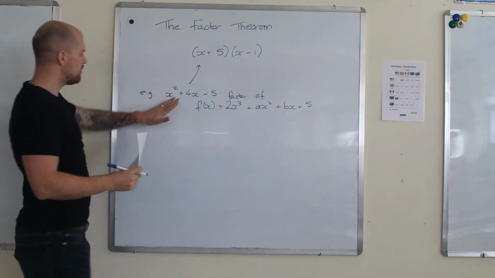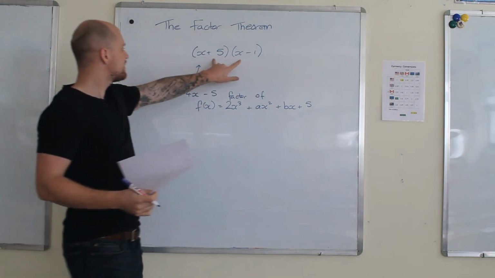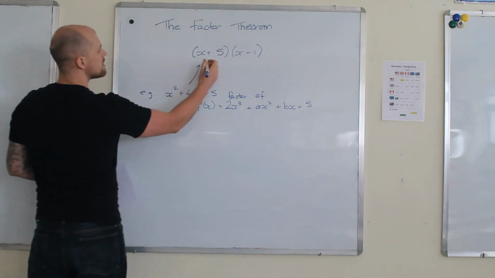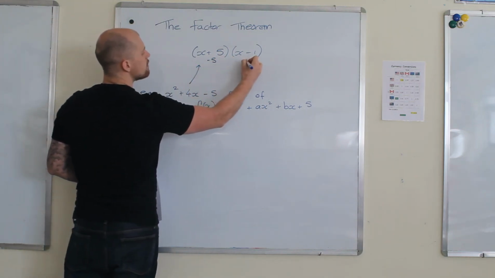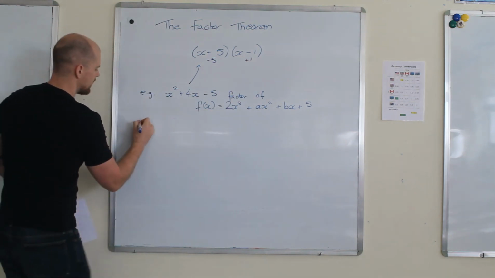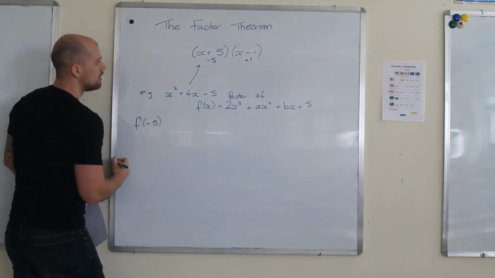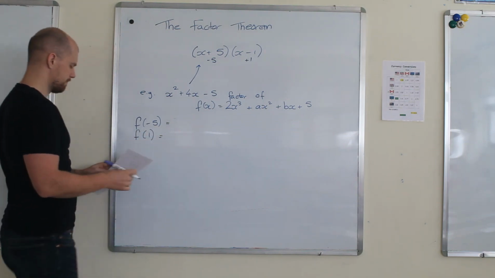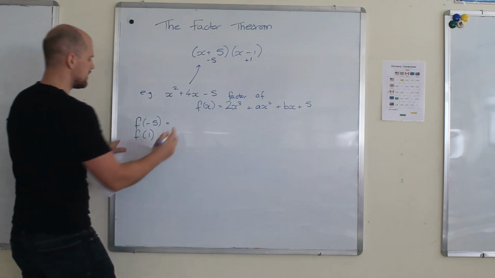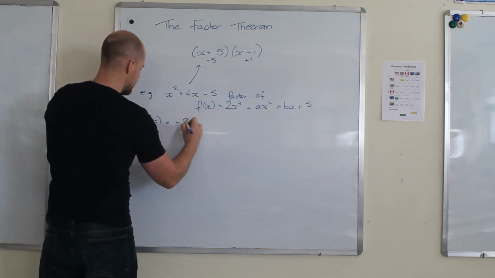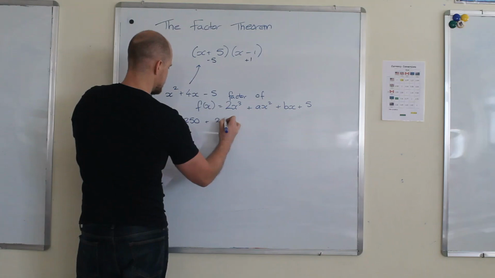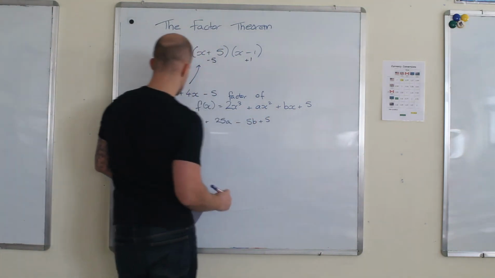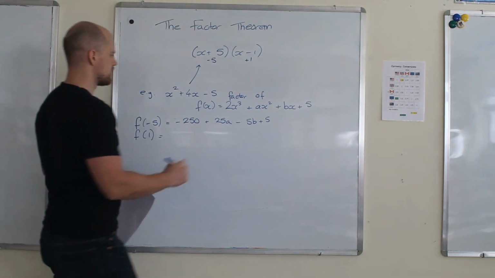If I factorize it, I get that. If this is a factor of this, then this and this is a factor of this as well. So what I want to calculate is, this bit gives minus 5, and that bit gives plus 1. So I'm going to calculate f of minus 5, and then f of 1. And those have to equal 0. F of minus 5, when you calculate it, is minus 250, plus 25a, minus 5b, plus 5, and that will equal 0.